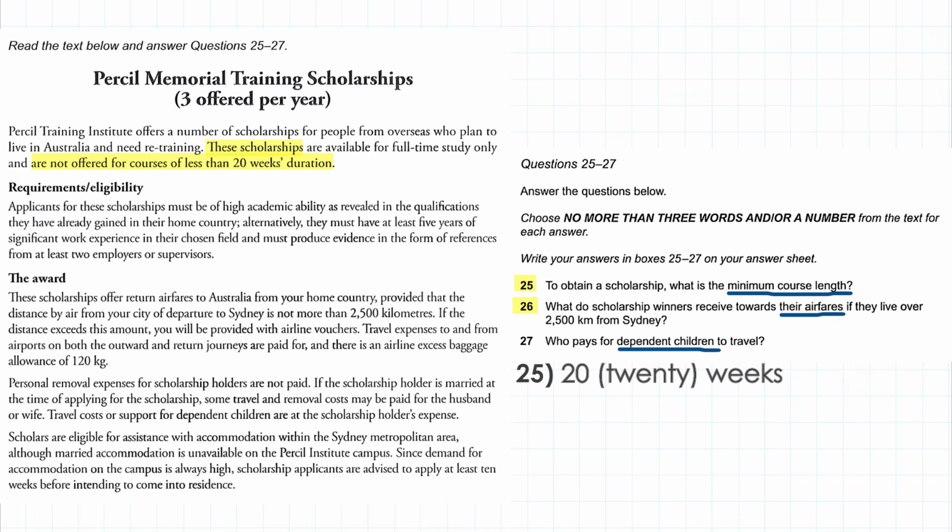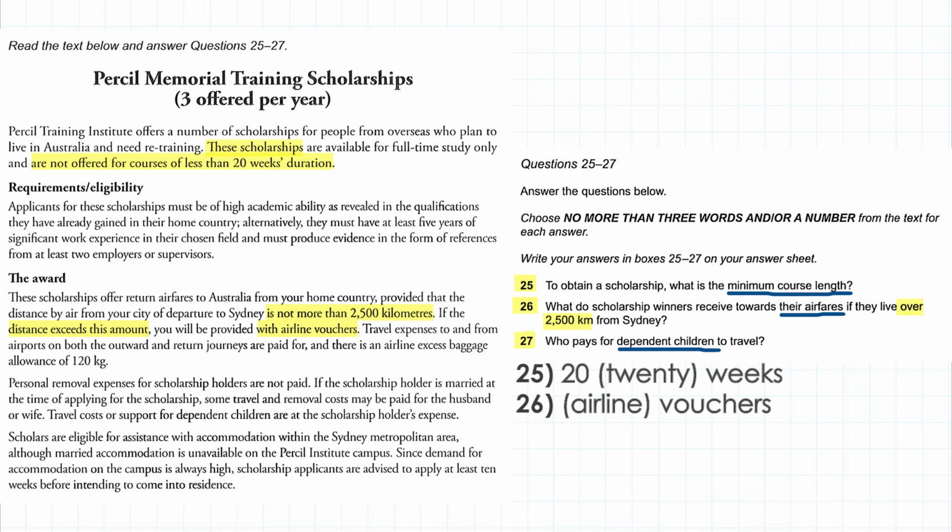26. What do scholarship winners receive towards their airfare if they live over 2,500 kilometers from Sydney? So they live really far. First, our paragraph talks about those who live not more than 2,500 kilometers. And if the distance exceeds this amount, okay, that's what we need, they are provided with airline vouchers. So 26, the answer is airline vouchers. If you answer just vouchers, that will still be counted as correct.